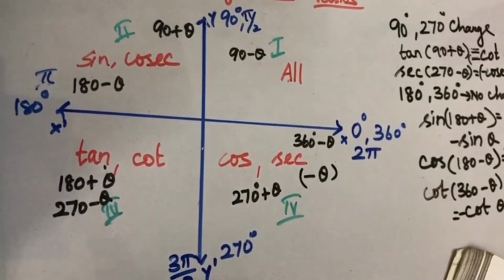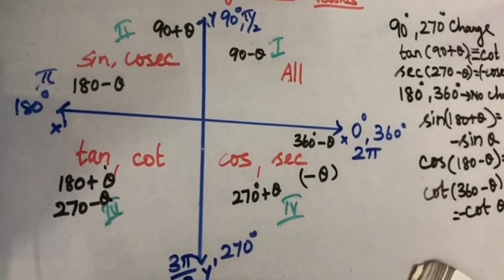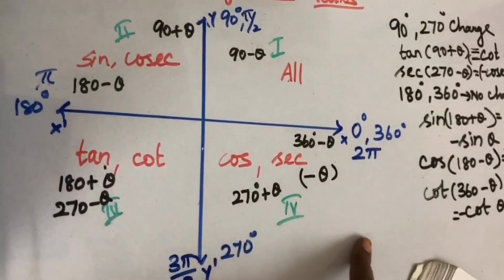It is given as a table, but if you learn it like this, then it will be easy. You couldn't memorize the whole table. You don't need to memorize, just learn the concept, it will be easier.